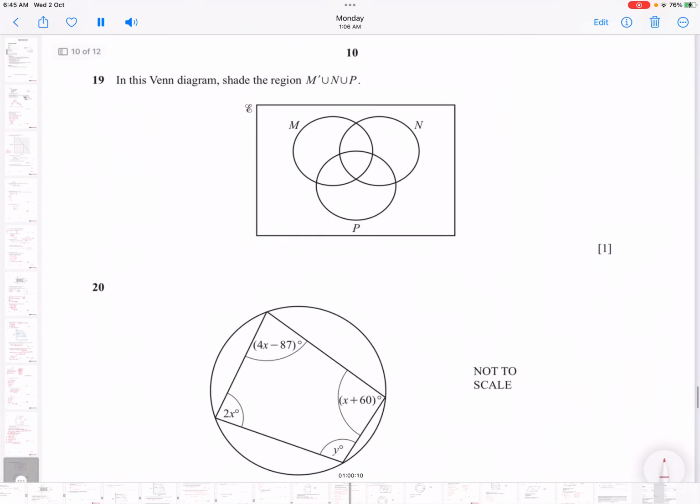Question number 19. Shade the region M complement union N union P. M complement means everything other than M. So shade it.